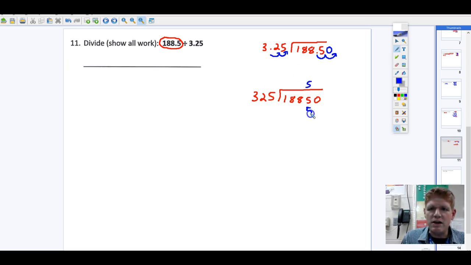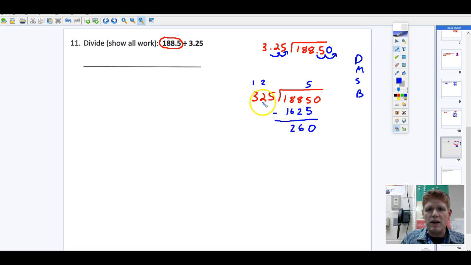5 times 5 is 25. Carry the 2. 5 times 2 is 10. Plus 2 is 12. Carry the 1. 5 times 3 is 15. Plus 1 is 16. We subtract. Right? Divide, multiply, subtract, bring down. So 5 minus 5 is 0. 8 minus 2 is 6. 8 minus 6 is 2. 1 minus 1 is 0.